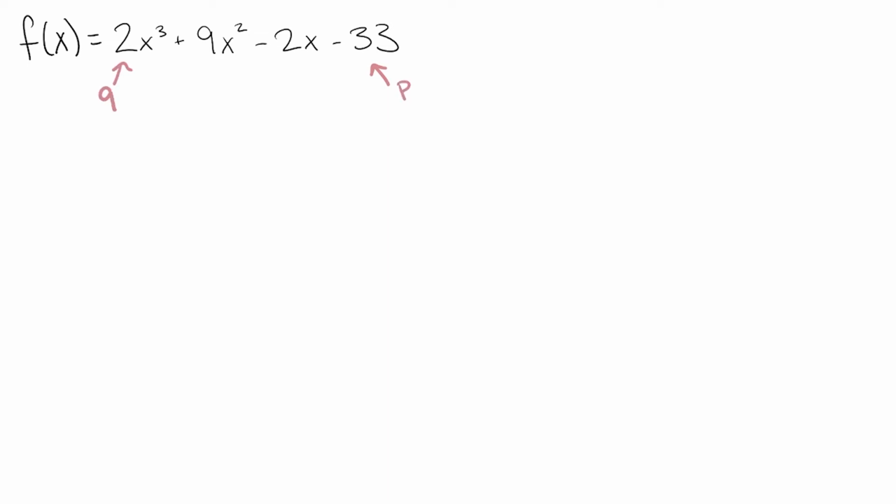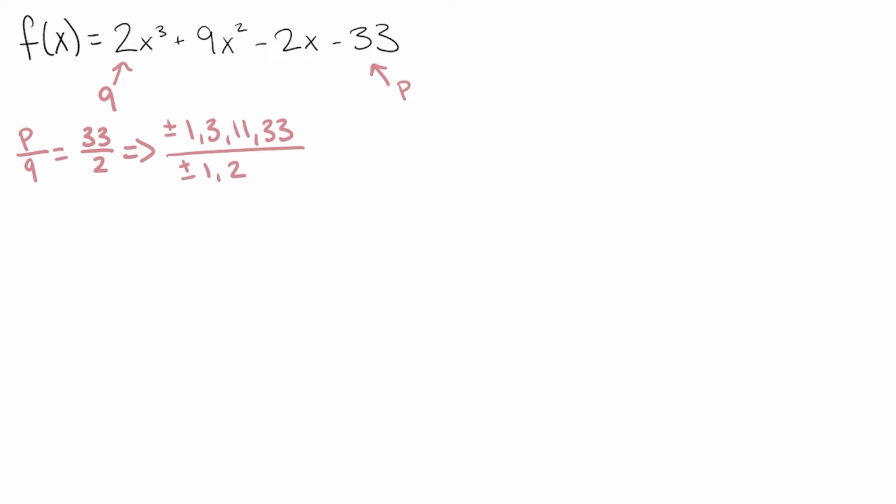For our next example, we have f of x equals 2x to the third plus 9x squared minus 2x minus 33. Our p is our constant term, which in this case is 33, and our q is our leading coefficient, which is 2. So we want all the factors of our p over q, which is our 33 over 2, which is going to become, on our numerator, positive and negative 1 and 33 and 3 and 11. In our denominator, we'll get positive and negative 1 and 2.